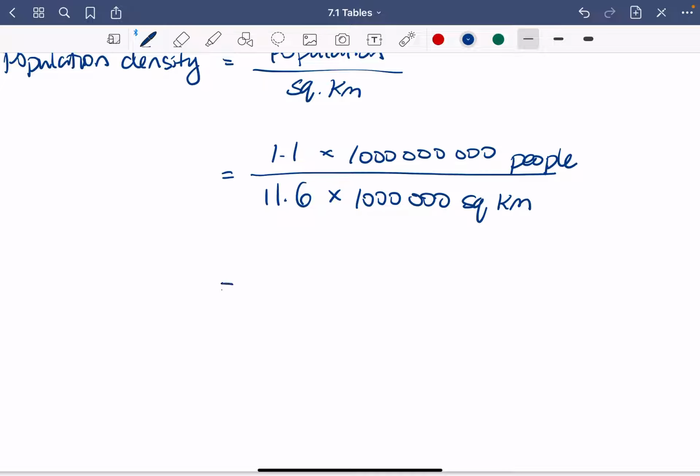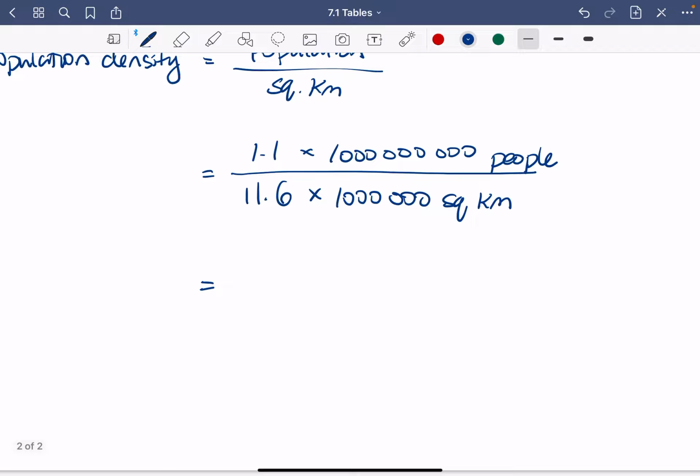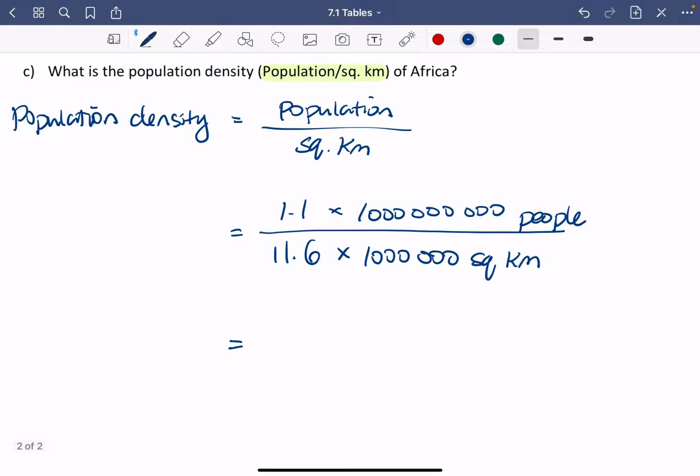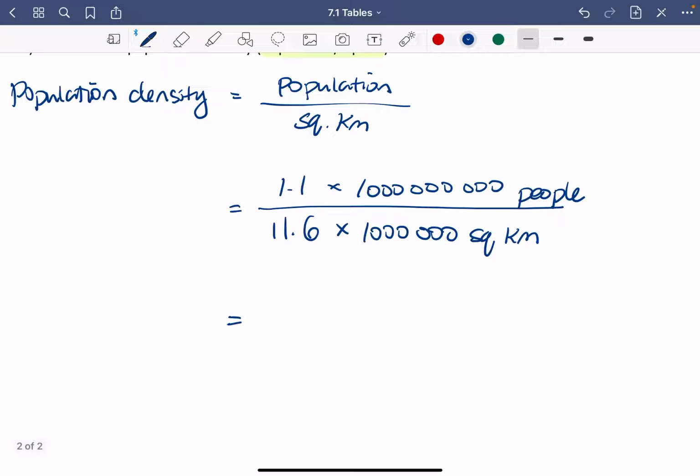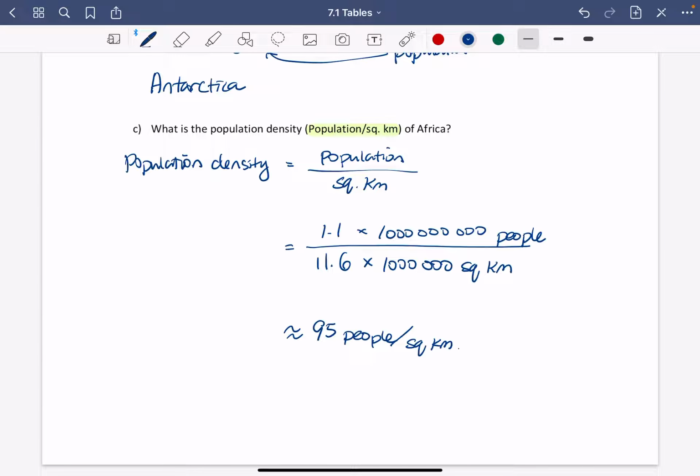So for that question, I'll let you use a calculator actually for this chapter. So this is about 95 people. About 95 people per square kilometer. And so that's our population density. So this is saying for each square kilometer of area, there are 95 people.